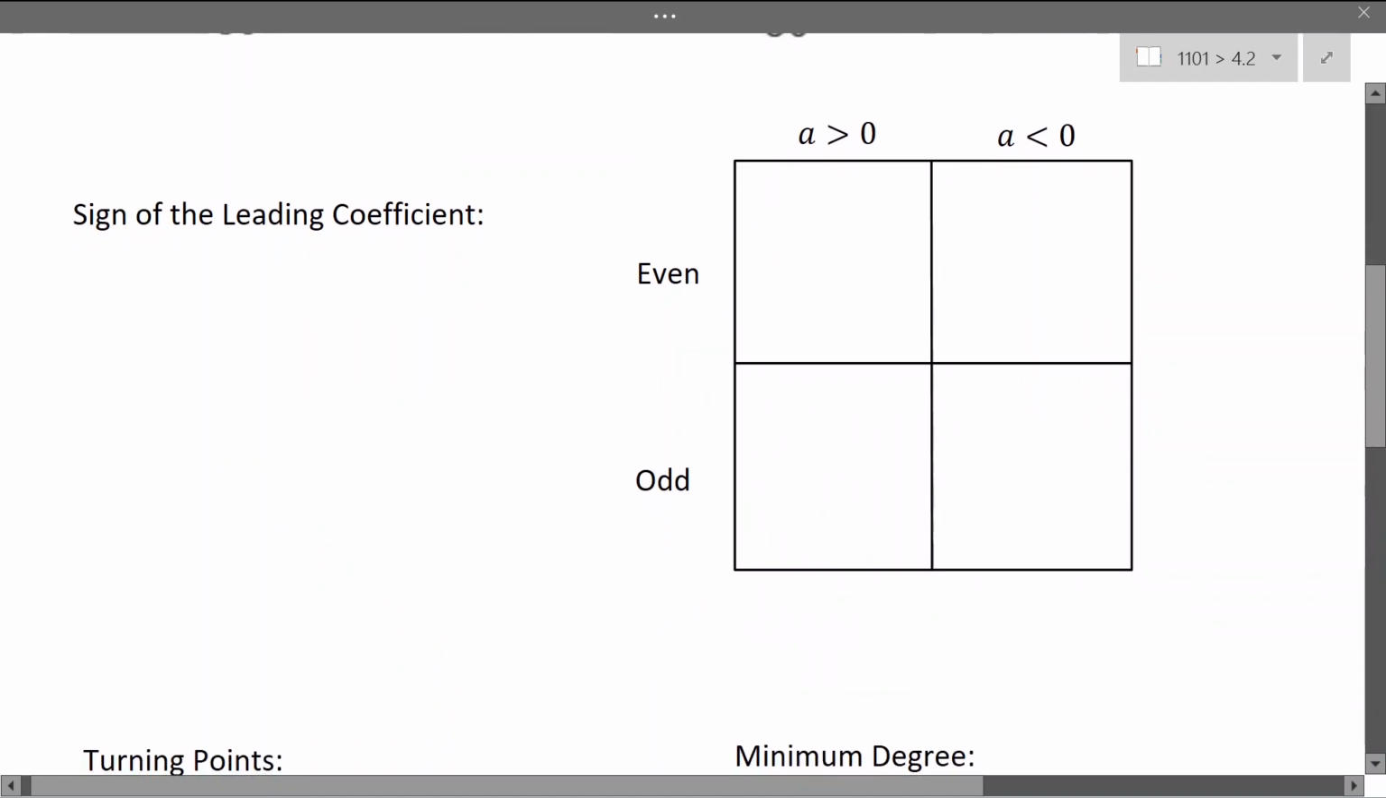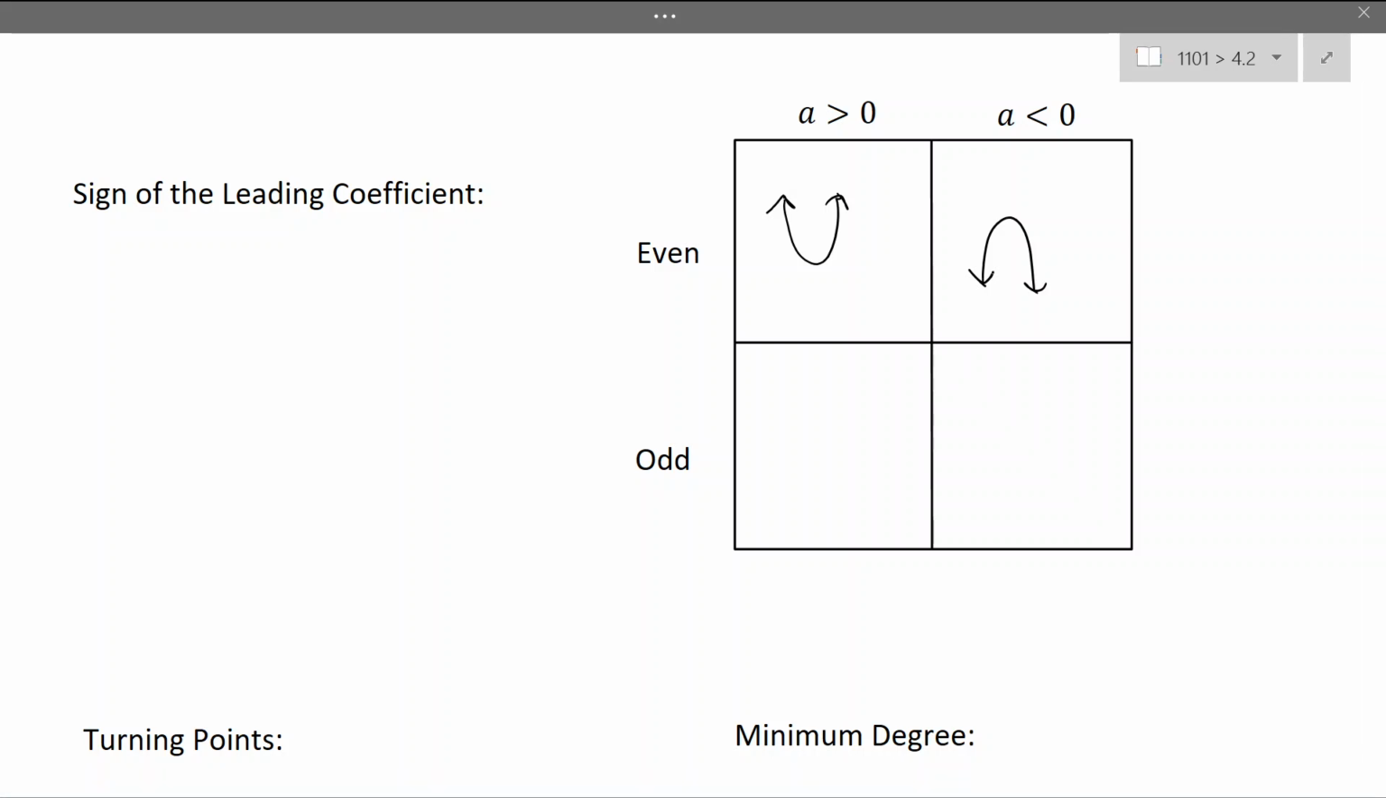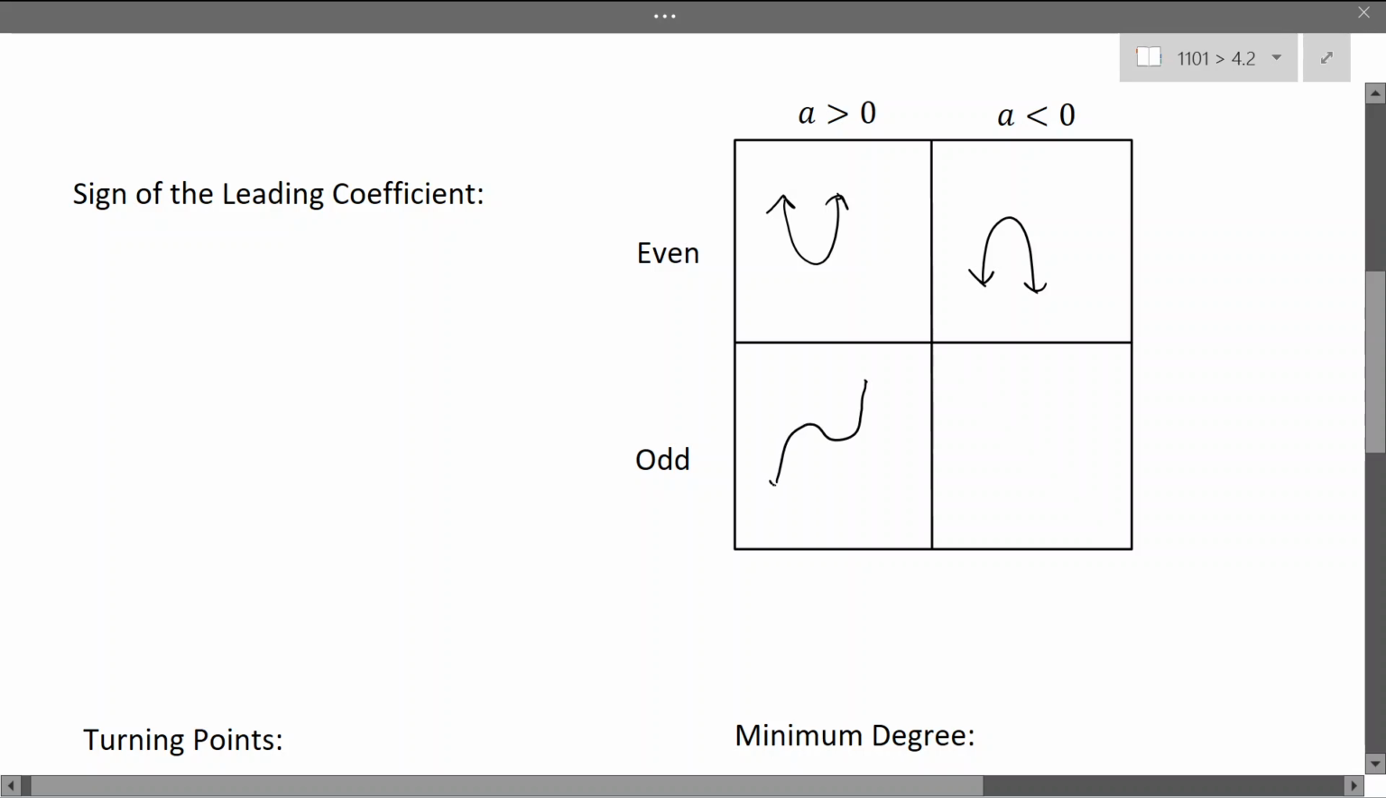Next, let's talk a little bit about the sign of the leading coefficient. Even and odd play a role here as well. If you have an even function and your leading coefficient a is greater than 0, then both sides go up. If you have an even function and a is less than 0, both sides go down. If you have an odd function and a is greater than 0, then you go up to the right and down to the left. And if you have an odd function and a is less than 0, you go up to the left and down to the right.